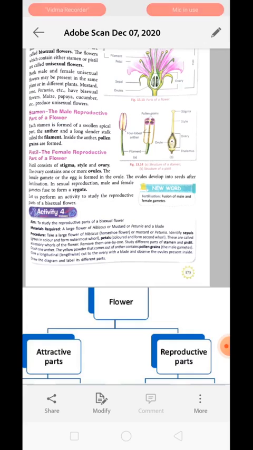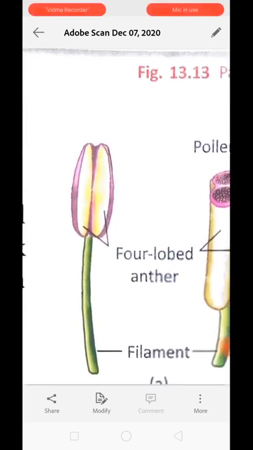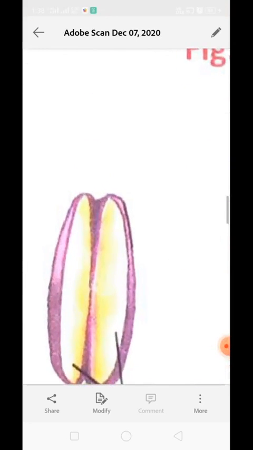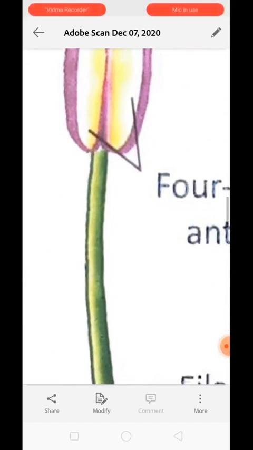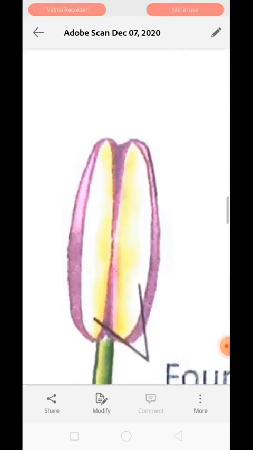Now, we will talk about the stamen. See over here, this is the stamen. The stamen is formed of a swollen apical part, which is called the anther, and a tube-like structure. This swollen part of the male part of the flower is known as the anther.